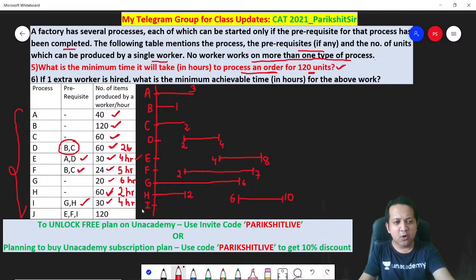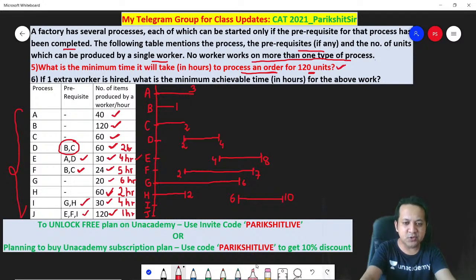And the last one, J. Remember, I need to produce 120 units. So 120 units can be produced in 1 hour only. But the bad part is, J can only start once E, F and I are completed. So let's have a look again. Where do you have E, F and I? E is getting completed at the end of 8 hours. F is getting completed at the end of 7 hours. I is getting completed at the end of 10 hours.